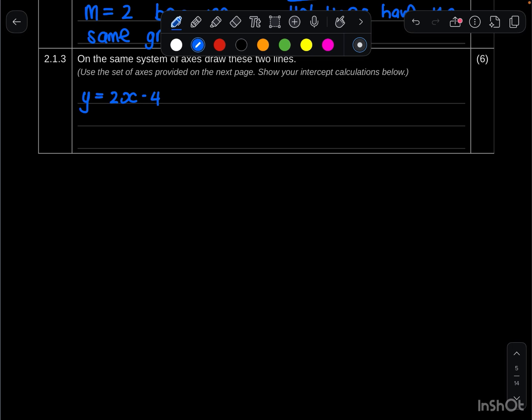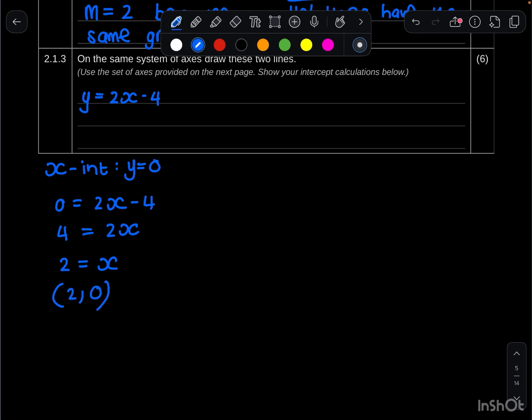So let's work out the x-intercept because I want to see that very clearly. So the x-intercept is when y is equal to 0. So that is going to be 0 is equal to 2x minus 4. We're going to take the minus 4 across. It's going to become positive 4 is equal to 2x. And then I'm going to divide by that 2. So 4 divided by 2 is 2. So x is 2. So that means our x-intercept is going to be at (2, 0).